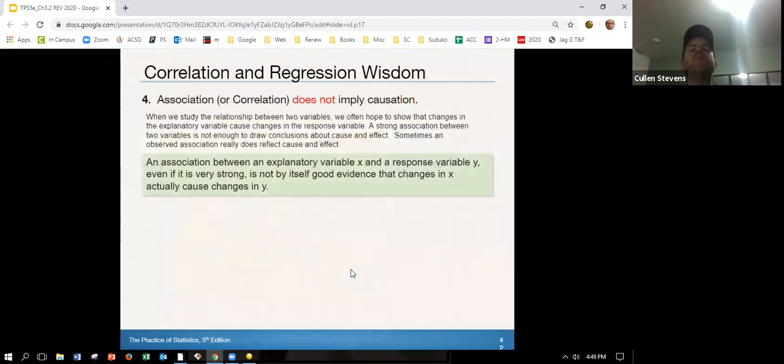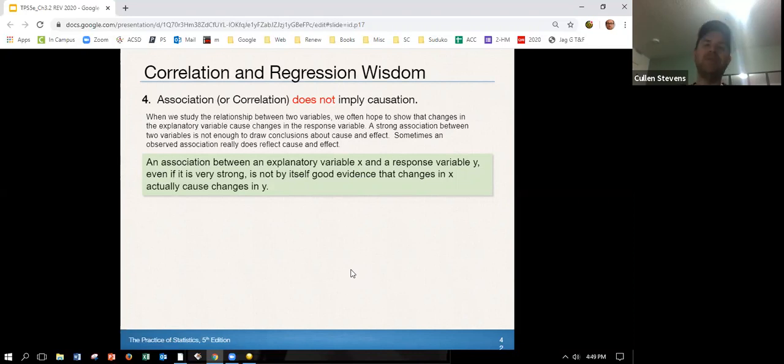Another thing that we really need to be careful of is association or correlation does not imply causation. Remember that there's no causation without experimentation. Another big thing we have to be careful of that they're always going to try and get you on is correlation does not mean causation. When we study the relationships between two variables, we often hope to show that changes in the explanatory variable cause changes in the response variable, and a strong association between the two is not enough to draw those cause and effect conclusions. If we want cause and effect, we're going to have to do that experiment.